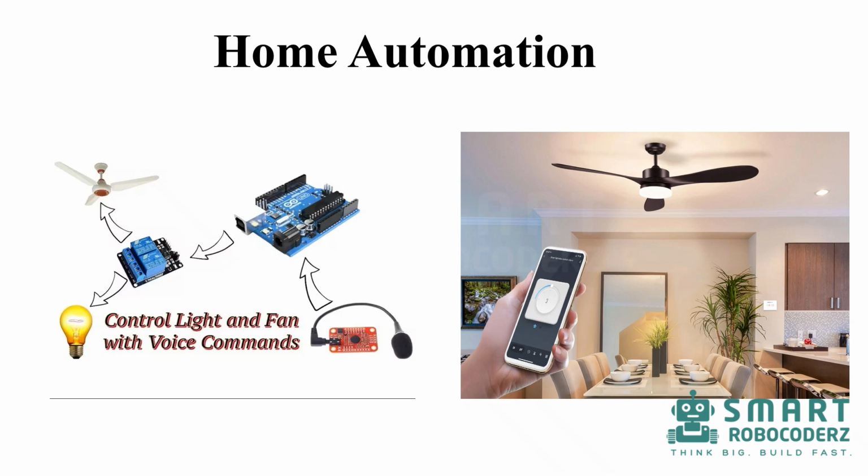When the room becomes dark, the light turns on automatically. When the temperature increases beyond a set limit, the fan starts running. When brightness or temperature returns to normal, the devices turn off. It is used in homes, offices, and classrooms. This system helps in energy savings and automatic comfort control.